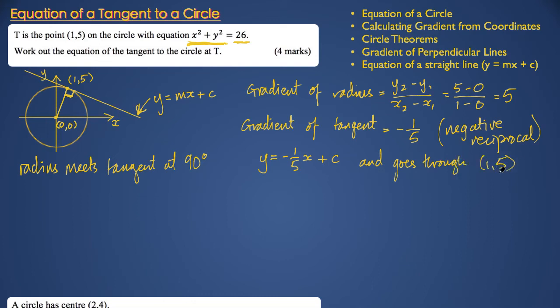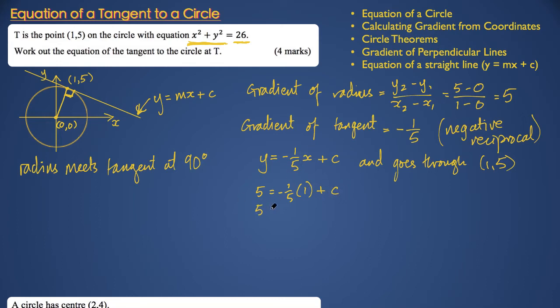And this might be a question in its own right. What line with gradient minus 1/5 goes through the point (1, 5)? Find the equation of that line. So if we're doing that, we take the y coordinate 5 and the x coordinate 1 and substitute them into this equation. The only thing we now don't know is the c, but we're going to be able to use these bits to solve and find out what c is.